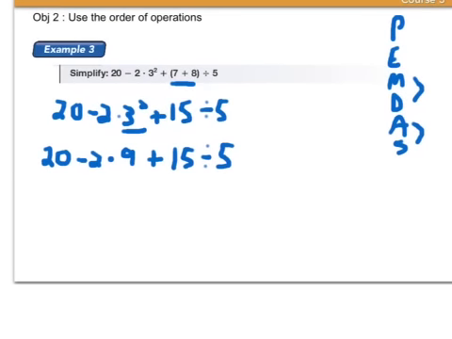Okay, now I've got multiplication and division from left to right. So I'm looking left to right here. The first thing I see is multiply. So I'm going to multiply. And I also have a division here. Okay, well I'm just going to go left to right now. So I do 20 minus 2 times 9 is underlined, so I'm going to change that. 2 times 9 is 18. Plus, and then 15 divided by 5 is underlined because we got division. So I'm going to go ahead and do 15 divided by 5, and that is 3.